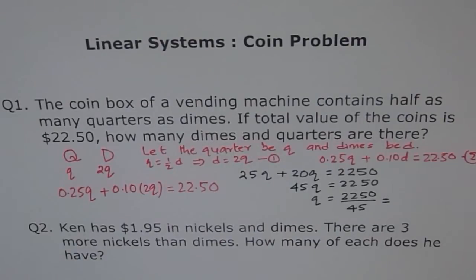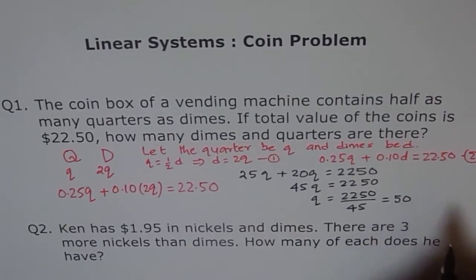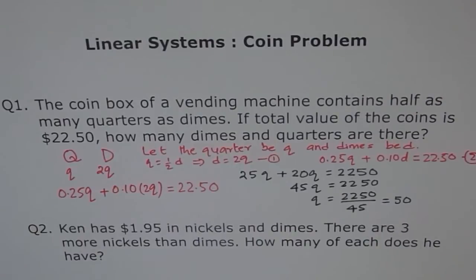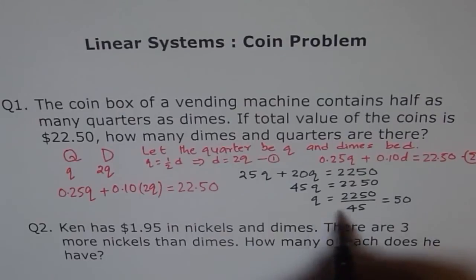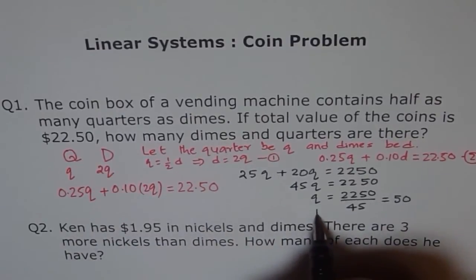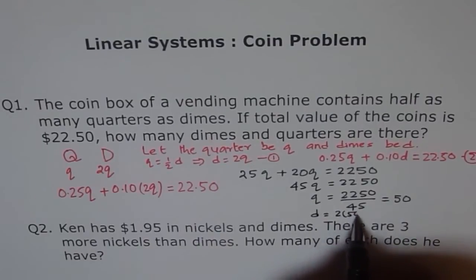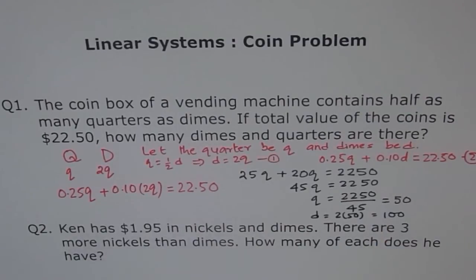Now, using a calculator, I see 2250 divided by 45 is equal to 50. So the number of Q is 50. If quarters are 50, how many are dimes? Dimes is 2 times Q, so dimes equals 2 times 50, which is 100 dimes, correct? So we get 100 dimes and 50 quarters. Now it is a good idea to check your answer. Once you get your answer, check your answer.